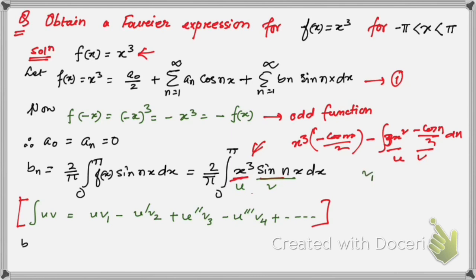Here v1 represents the integration of v, and v2 represents the integration of v1. So v2 is the integral of v1, v3 is the integral of v2. So v1 is the integration of v dx, similarly v2 is the integration of v1 dx, and so on. Hope you have understood this.